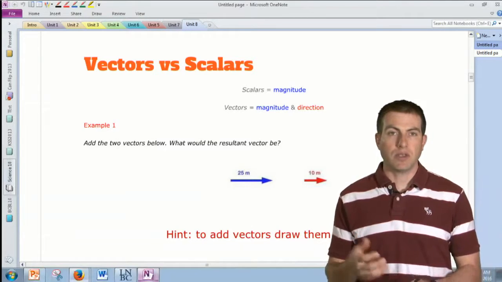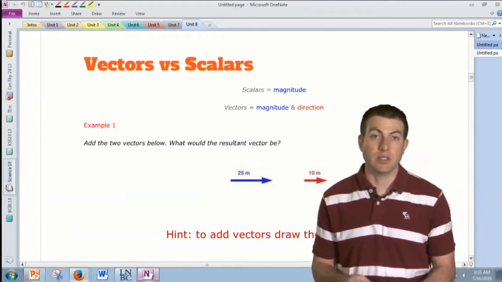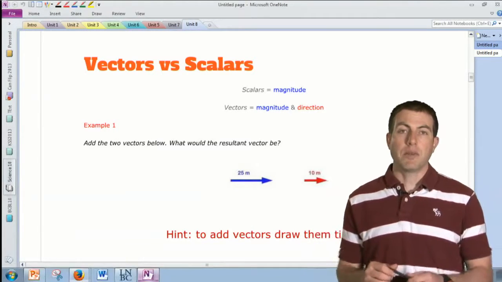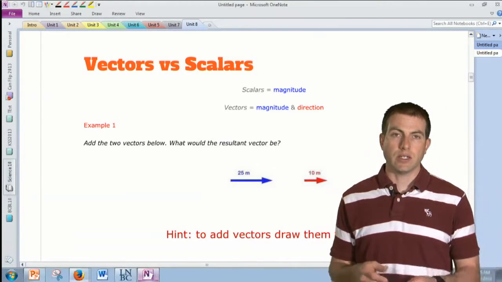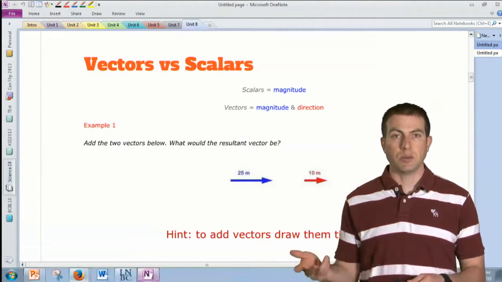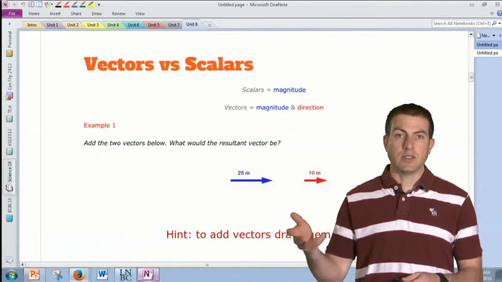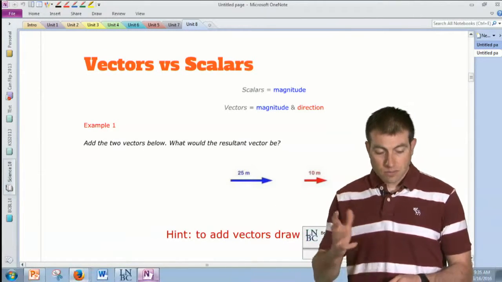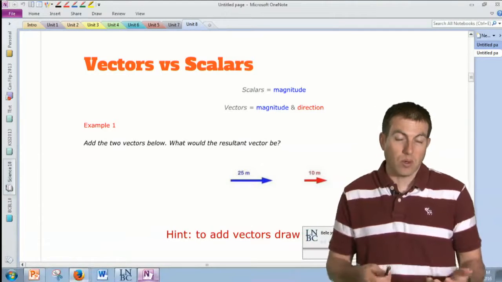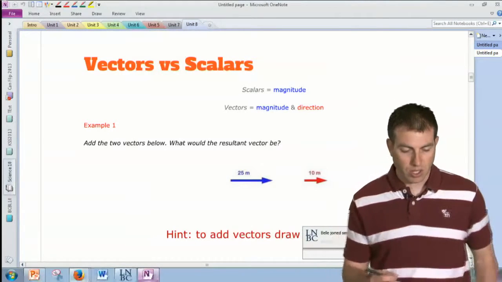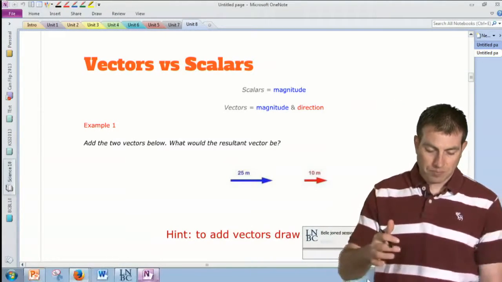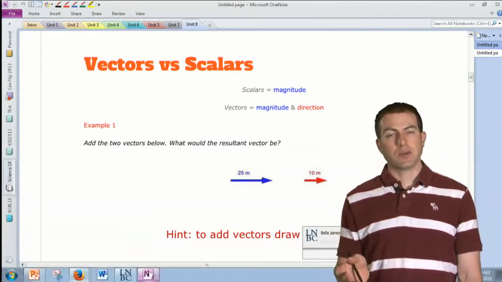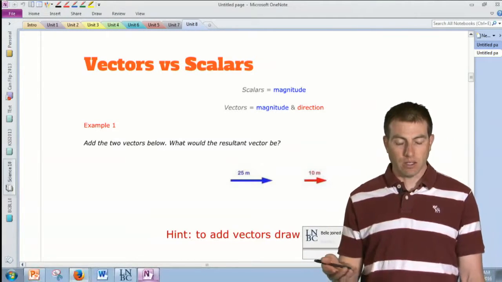So if you're talking about the spread of maybe the Zika virus in Brazil right now, things that transmit the virus are called vectors. So mosquitoes are vectors, humans would be vectors. Anything that transmits the virus takes it from one place to the next. Kind of the same idea as what we're dealing with vectors, but just in a different context. So when we add vectors, we're always going to draw them tip to tail.